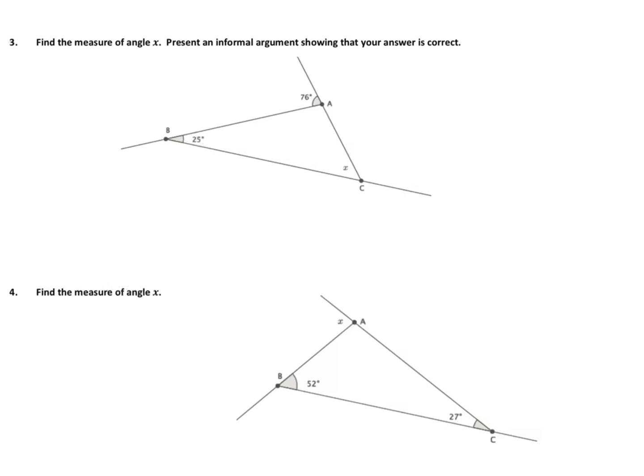Find the measure of angle X. Present an informal argument showing that your answer is correct. So the exterior, we said in problem 1, is equal to the sum of the remote interior. The remote interior will be these two, and the exterior will be this one.